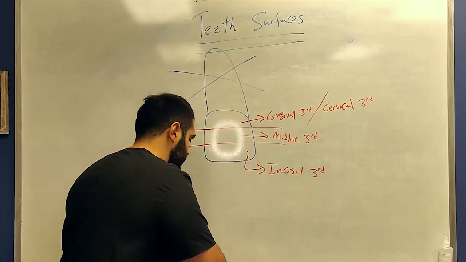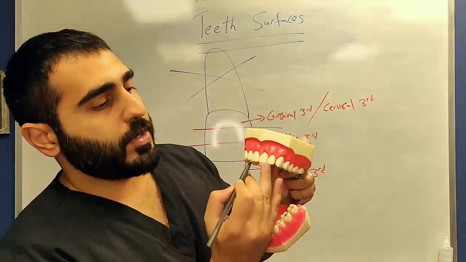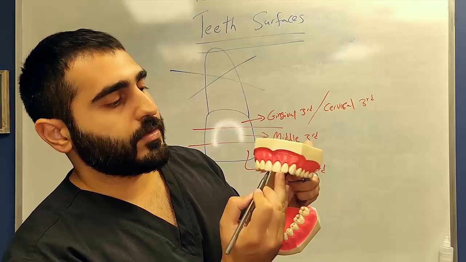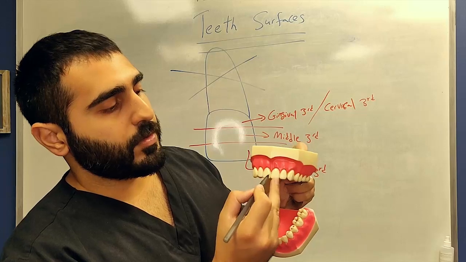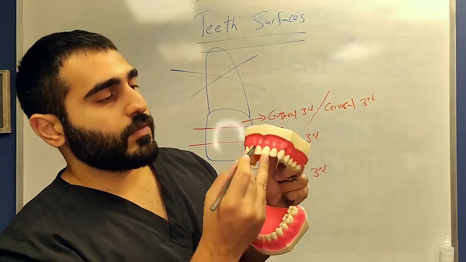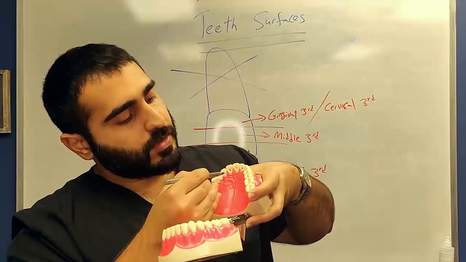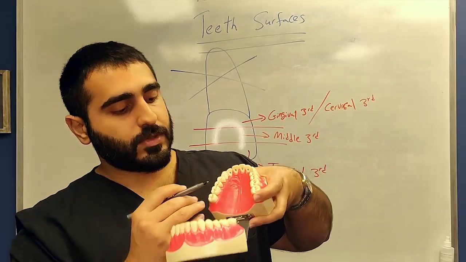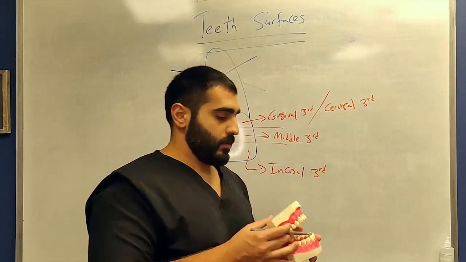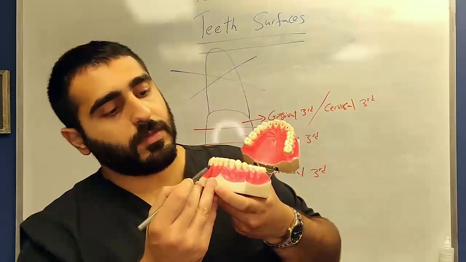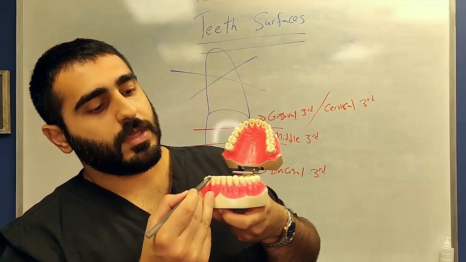Now, if you're looking at it from here, this part here would be the incisal third, since it has your incisal edge. This part here would be your middle third, and this would be your gingival third. Even if we're looking at it lingually, it would be the same. This would be the gingival third, this is the middle third, this is the incisal third. And same thing with the mandible. This would be the gingival, this would be the middle third, and this would be the incisal third.